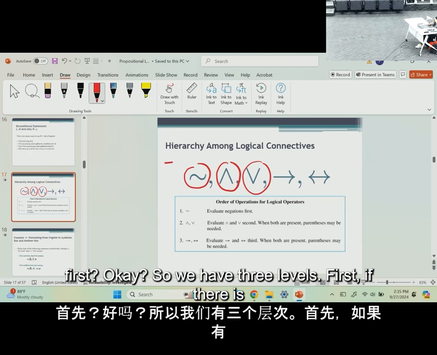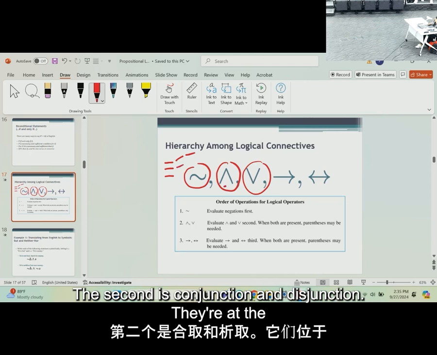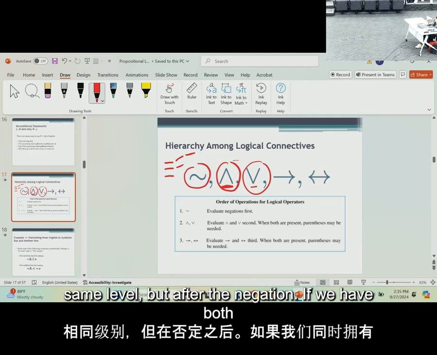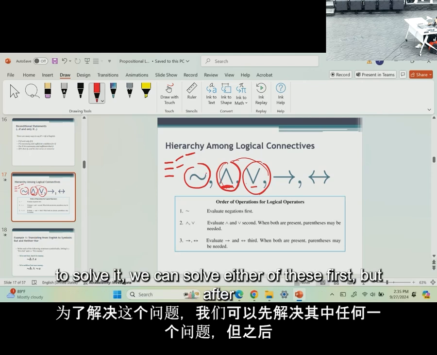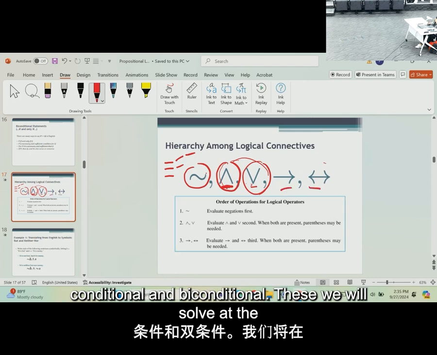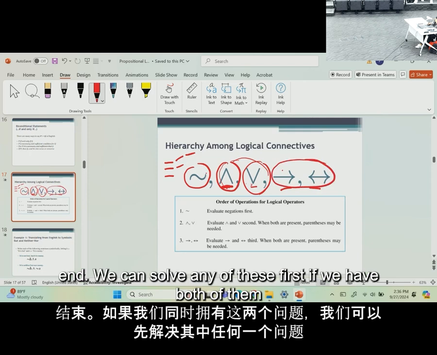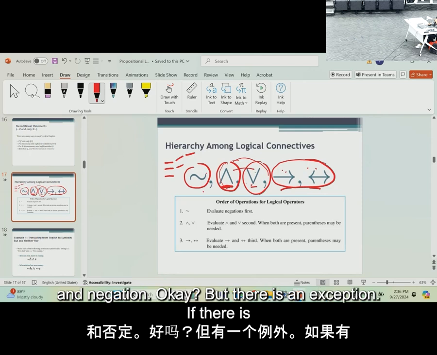Okay, so we have 3 levels. First, if there is negation in the statement, we will solve that first. The second is conjunction and disjunction. They are at the same level, but after the negation. If we have both conjunction and disjunction in one statement, we can solve either of these first, but after negation. So it is at level 2. Then we have conditional and biconditional. These we will solve at the end. We can solve any of these first if we have both of them in a single statement, but after solving conjunction, disjunction, and negation.